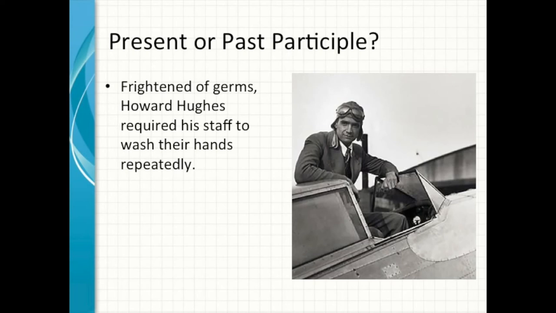This is a picture of a man named Howard Hughes, who was a really famous movie star and director, and he was a germaphobe. He actually sealed himself off from people and virtually starved himself to death because he was so afraid of contracting diseases. Here's our sentence. Frightened of germs, Howard Hughes required his staff to wash their hands repeatedly. Did you find the past participle frightened? Frightened of germs is a phrase that's telling us what the situation is. So, frightened is the past participle in the sentence.